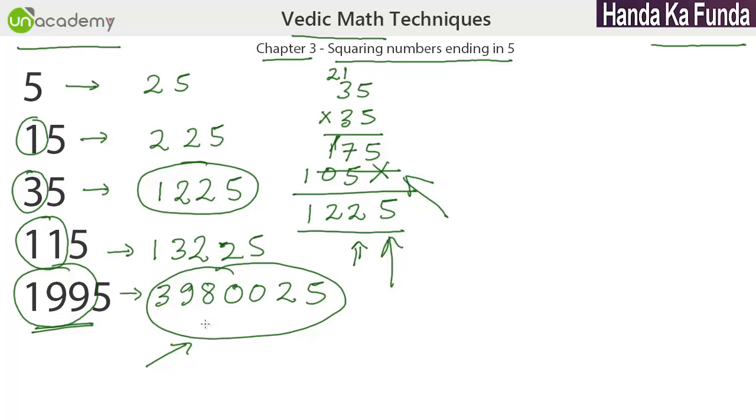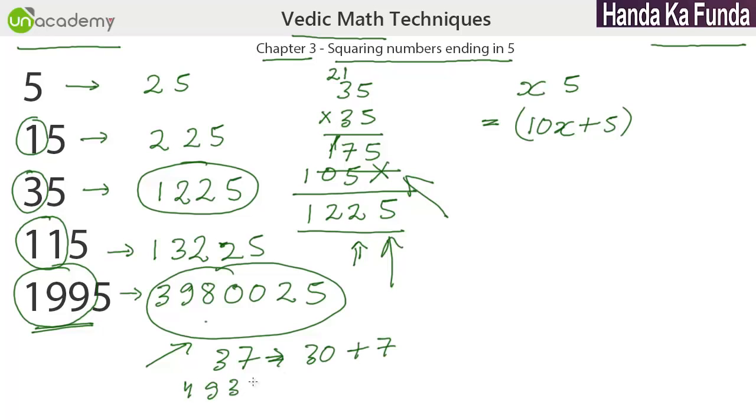Well, some of you might be wondering what is the logic behind it. Let me tell you that also. So let's say my number which is ending in 5 is x5. Now if you have the number as x5, x could be a 1-digit number, 2-digit number, whatever. I can also write this as 10x plus 5. Well, 37 can be written as 30 plus 7. 4932 can be written as 4930 plus 2, or 10 times the first part, 493, plus 2. That is what I am doing here.